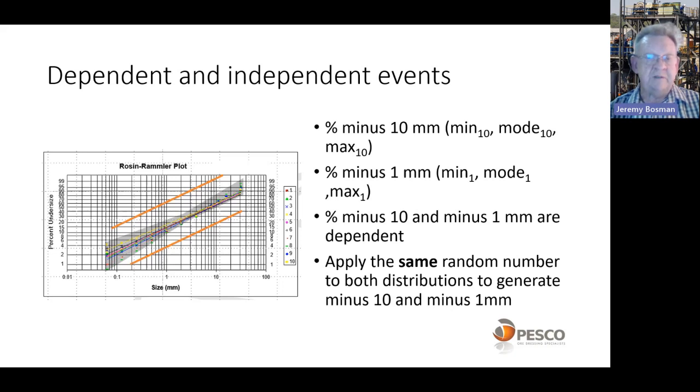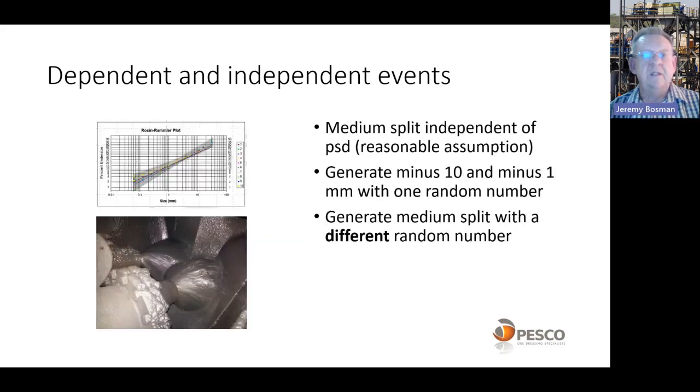So when we simulate dependent events with a triangular distribution or with Monte Carlo, we use the same random number to generate the numbers for both distributions. We don't use different random numbers. If we now look at independent events, if we add the medium split, the medium split is independent of the PSD because medium split is governed by the cyclone, the operating values, the yield, and so on. So we would generate the size distribution minus 10 and minus 1 with one random number, and we generate the medium split with a different random number. And that's how we handle dependent and independent events.